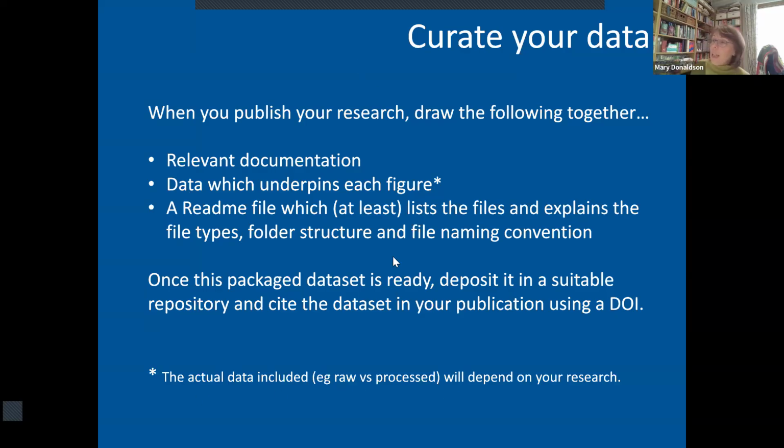This asterisk at the bottom indicates the actual data that goes into this package. For example, raw versus processed, de-identified versus identifiable will really depend on your research. As I showed you with that Venn diagram earlier, it very rarely involves all the data that you have. It requires a bit of selection and appraisal to work out what's really necessary. And that helps bring the size down as well.